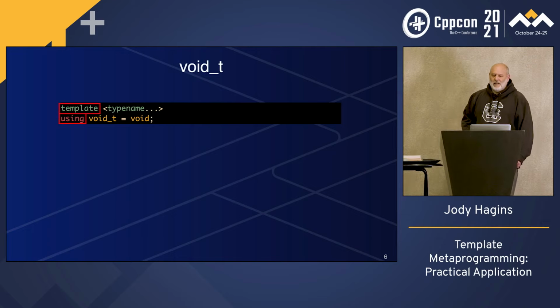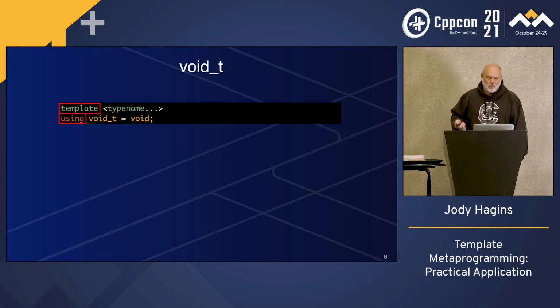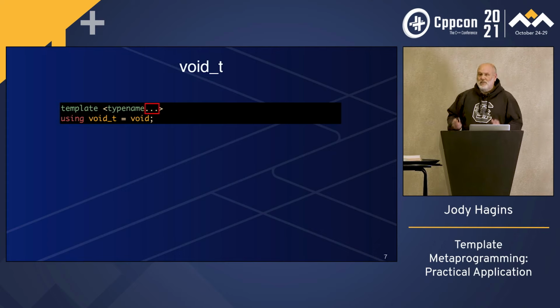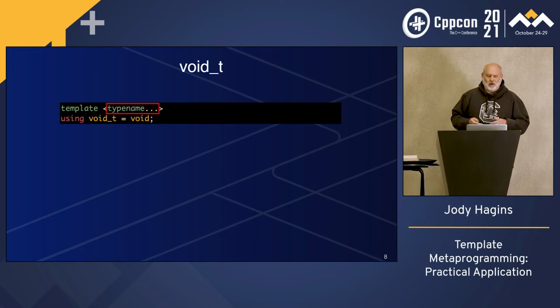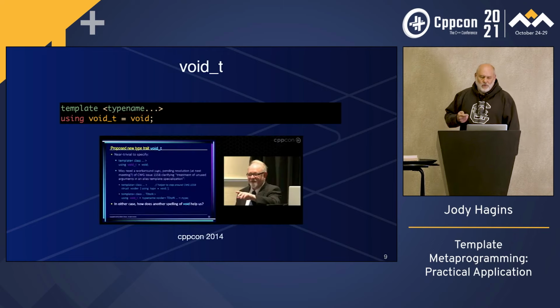That template and using thing means this is an alias template. Those dots mean 0 or more things, and the typename here means that the alias template has 0 or more type parameters. And it will always give you a void result.